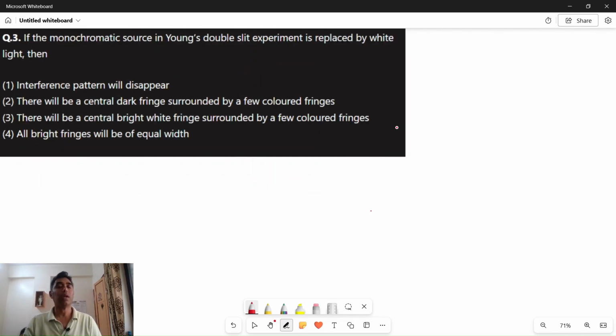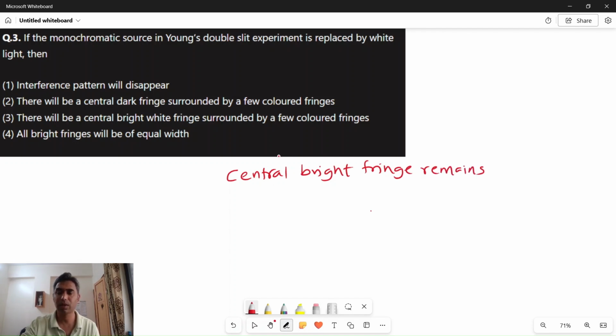Okay, now we'll take the third question. Third question, no. It's on wave optics. If the monochromatic source in YDSC is replaced by white light, then okay, interference pattern will disappear. There will be a central dark fringe surrounded by this central bright fringe, white fringe surrounded by few colored fringes, and all bright fringes will be of equal width. Okay, so this is a standard question. YDSC only, if we replace monochromatic light by white light, see, the central bright fringe will remain. It will remain white. Central bright fringe remains and it will be white. Okay, and there will be a few colored fringes.